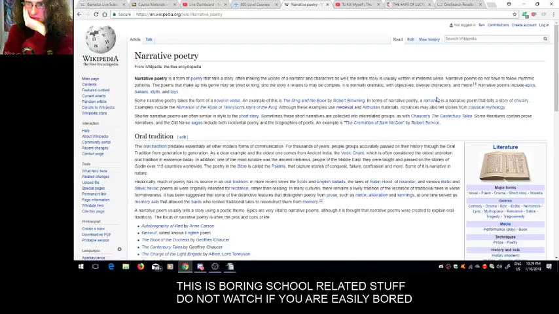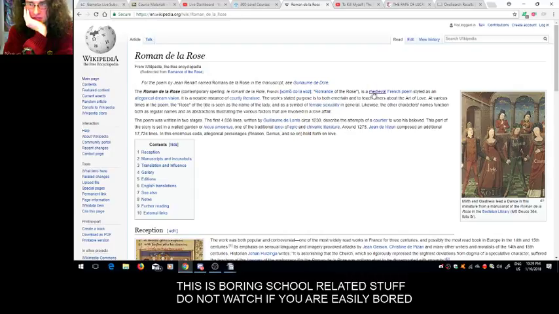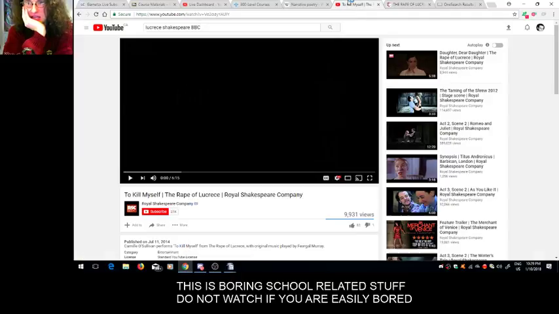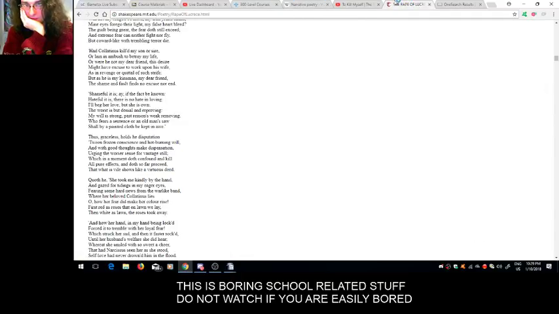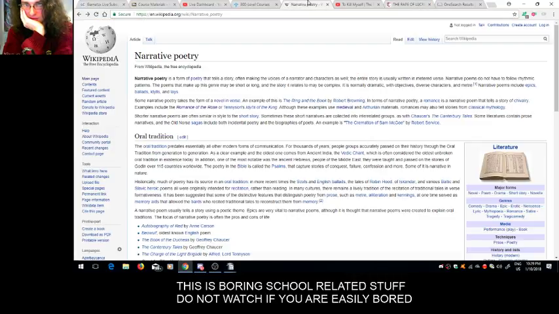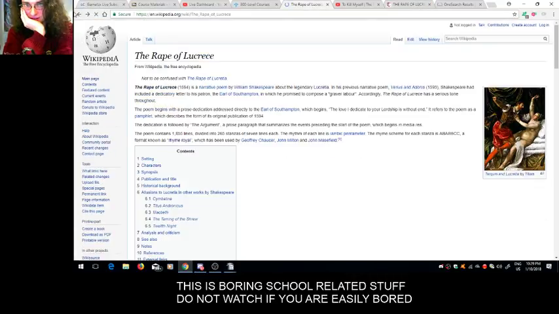In terms of narrative poetry, a romance is a narrative poem that tells a story of chivalry, like Romance of the Rose, or Tennyson's Idylls. I know Romance of the Rose was... That's Chaucer. That was not Chaucer. That was someone else. That says courtly romance! Because we're talking about 16th century... No, this is not 16th century. This is 19th century. Let me double check. Maybe I was wrong. Yeah, 16th century.